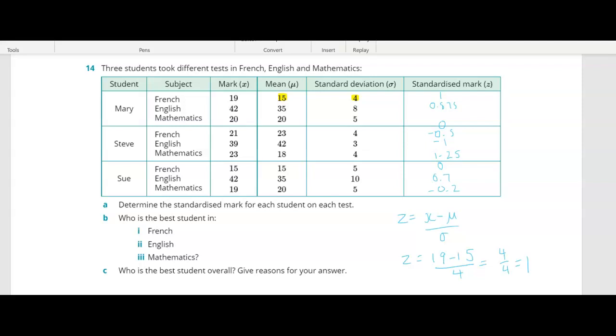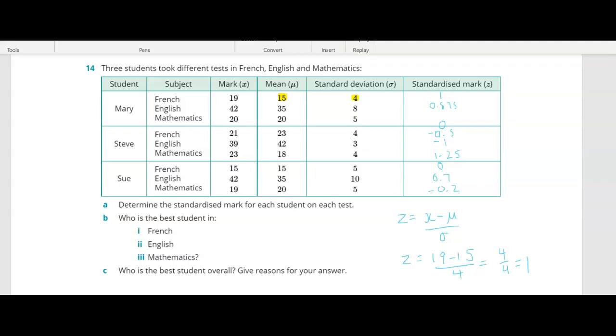Who is the best student overall? Give reasons for your answer. So you can see Mary, she didn't get any negative Z scores. She did get 0 for maths. She got the same as the rest of the class. So you could probably say that she's the best student overall. Who is the worst? Probably Steve. Steve did quite well in maths. And Sue, Sue's pretty average.